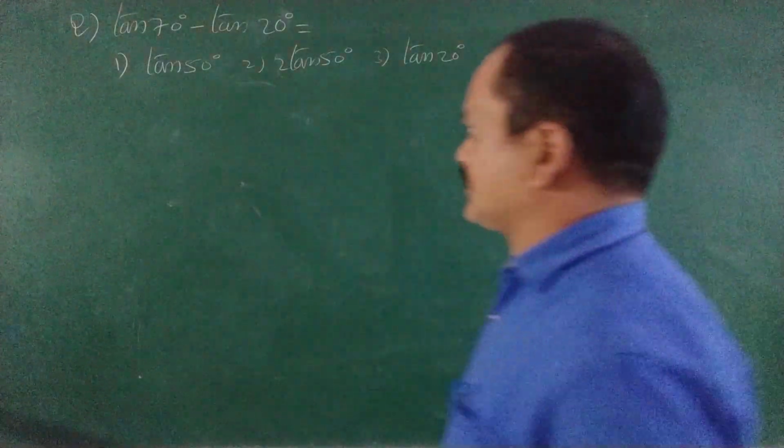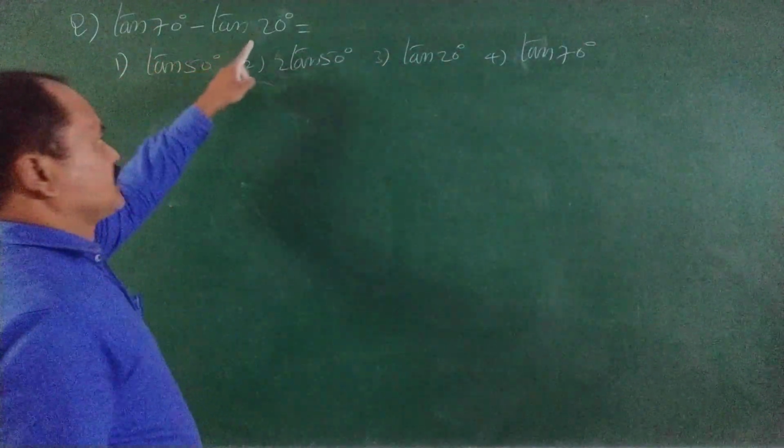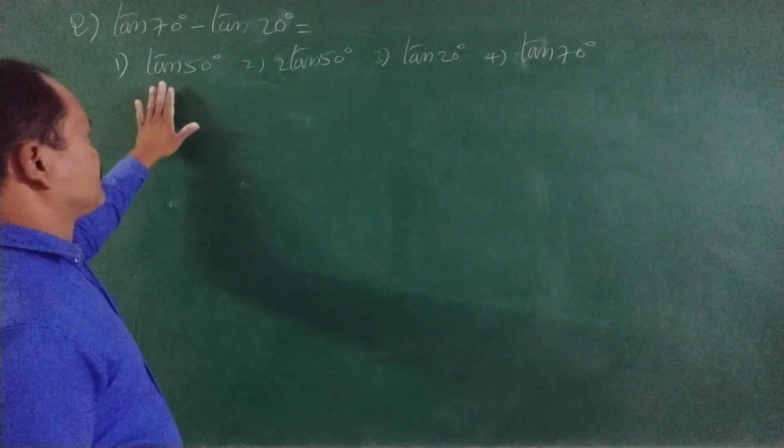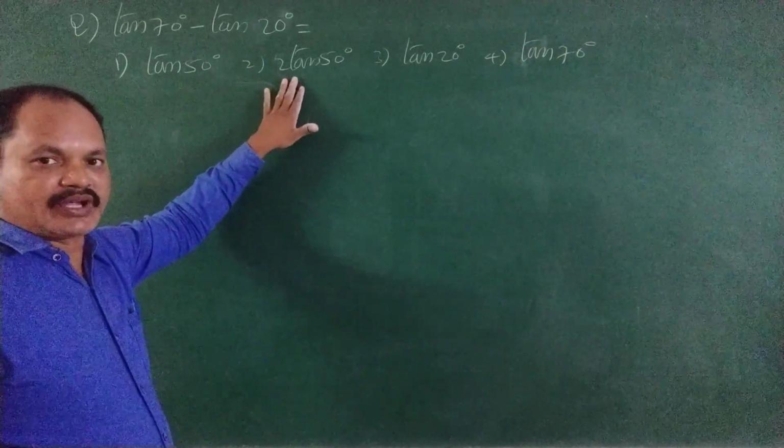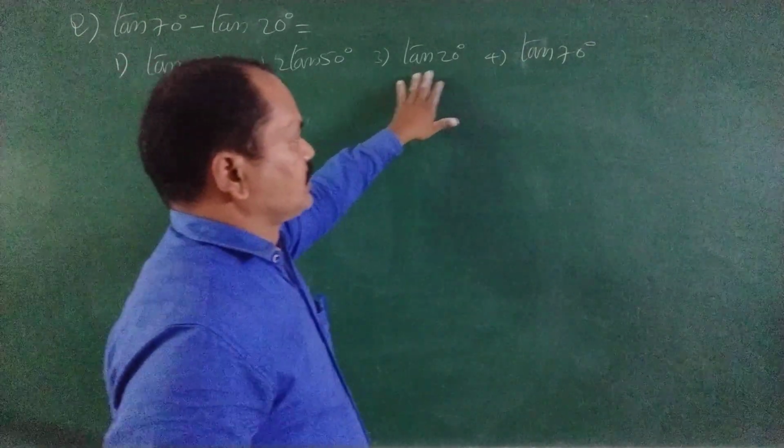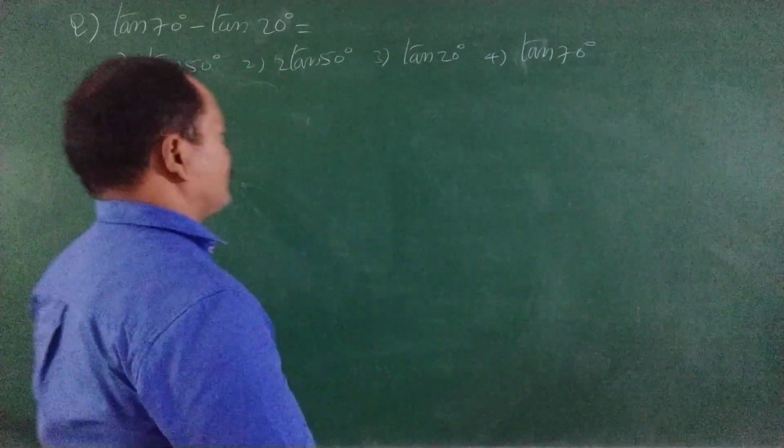Now the next question: tan 70 degrees minus tan 20 degrees is equal to, first option tan 50 degrees, second option 2 tan 50 degrees, third option tan 20 degrees, and fourth option tan 70 degrees.